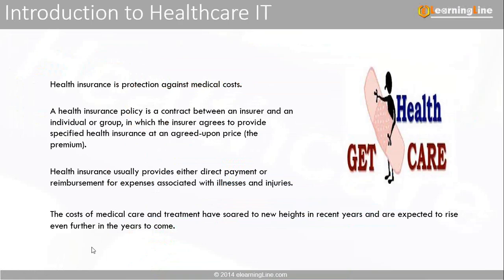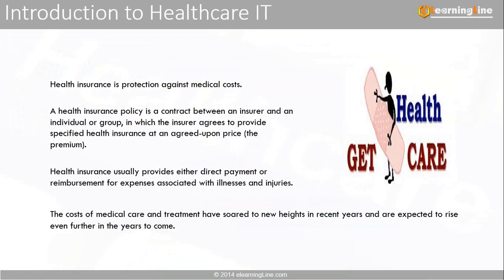What is health insurance? In a nutshell, we have a health and we just need to take care of that. So you have a health, get the care of it. A health insurance policy is a contract between an insurer and an individual or group in which the insurer agrees to provide specified health insurance at an agreed upon price, which is called premium. At a higher level, it's generally used to describe a form of insurance that pays for the medical expenses. That's what health insurance is all about.